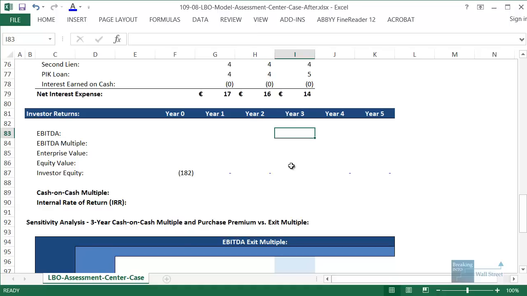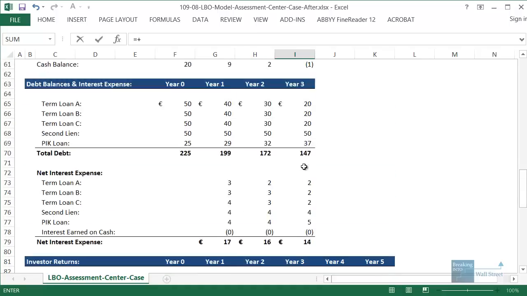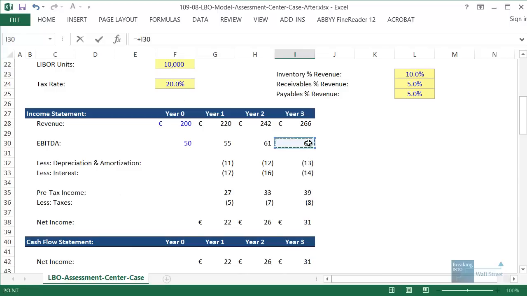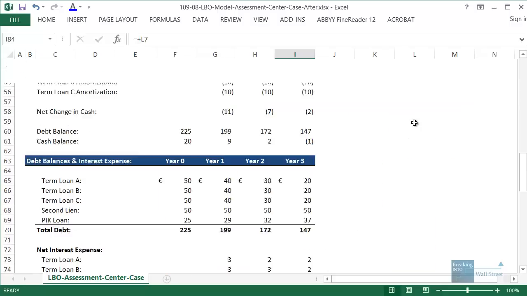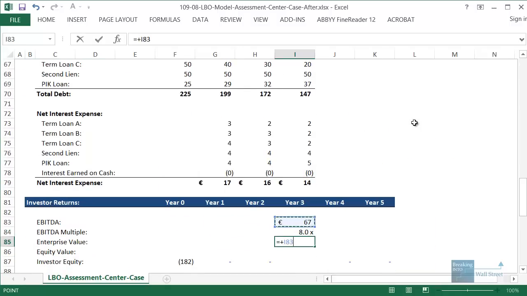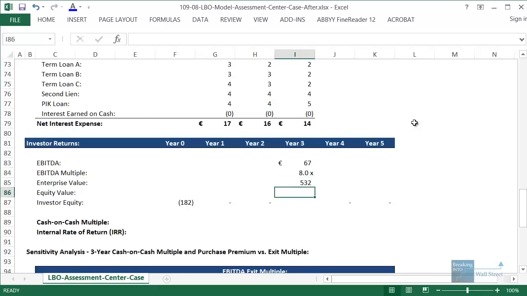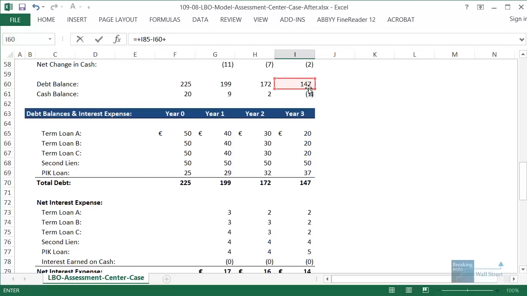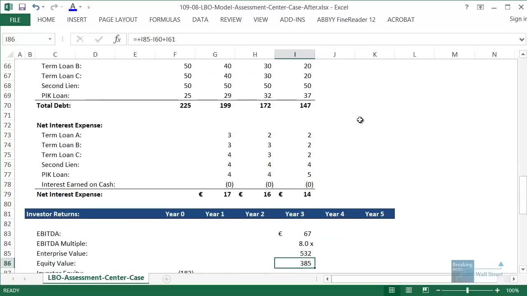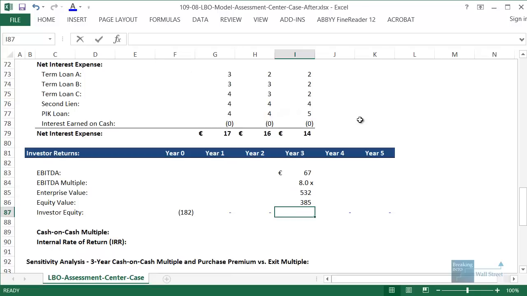For the returns, we need to look at our year 3 numbers. So the year 3 EBITDA first, up here, and then our EBITDA multiple of 8x right here. That gives us an exit enterprise value of 532. And then to go from enterprise value to equity value, we subtract our total debt balance, and then we add our total remaining cash balance at the end of year 3. In this case, our investor equity is the same as our equity value because there's no management rollover, and we assume that our entire stake is sold in year 3 if we exit by selling to another company.